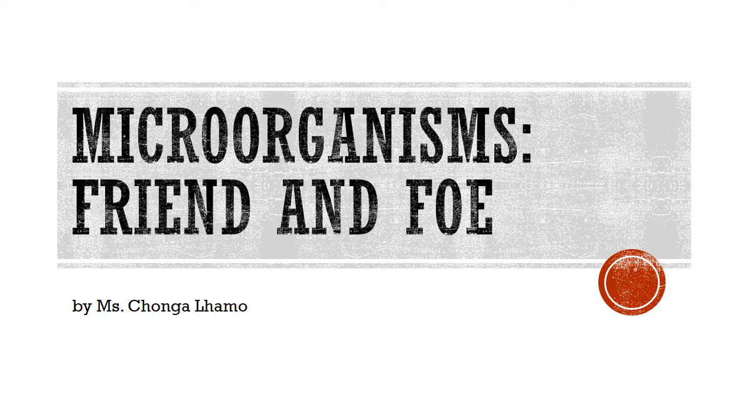And we have now come to chapter 2. Chapter 1 was about the crops and agricultural practices. And now chapter 2 is microorganisms, friend and foe. Friend, you know the meaning, and foe means enemy.